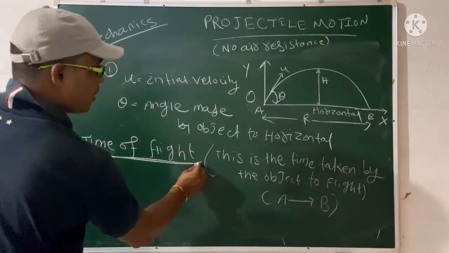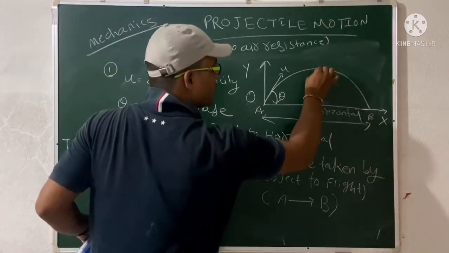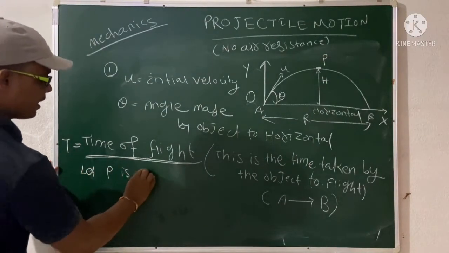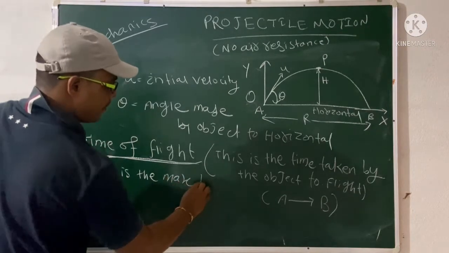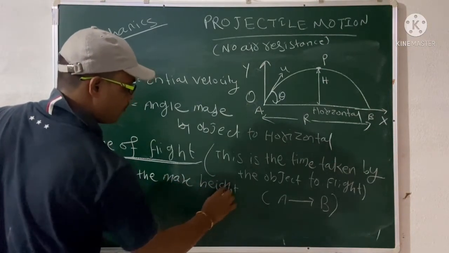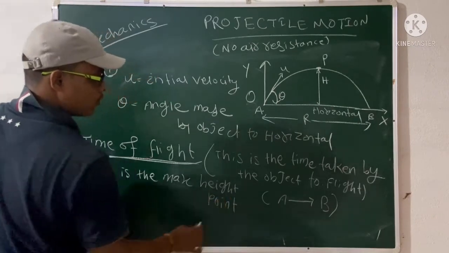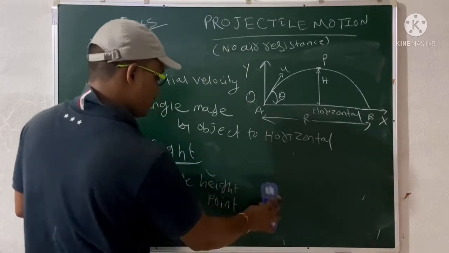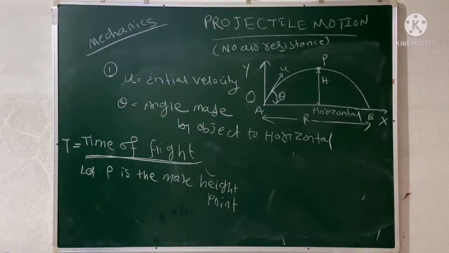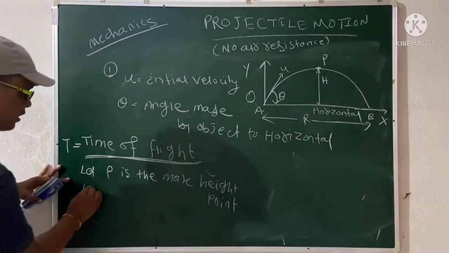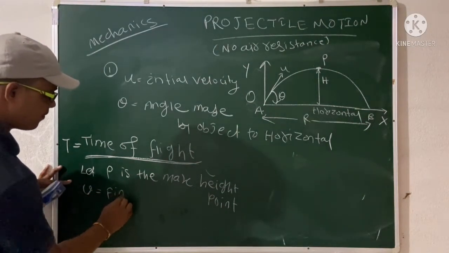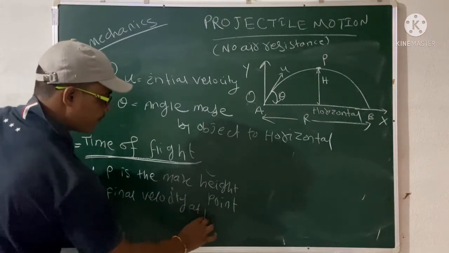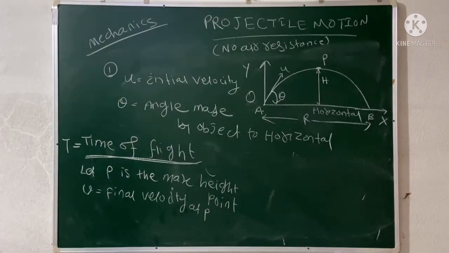So look at this point. Let P be the maximum height point. Okay, P is the maximum height point. Right. So what will we calculate? This is the total time of flight. So let P be the maximum height point. That means v is the final velocity at P. Okay, so v is the final velocity at P.